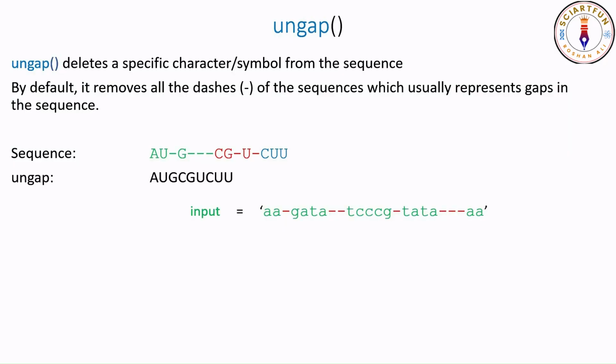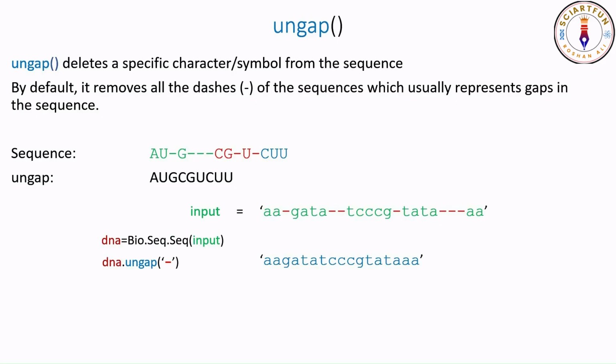Let's suppose this is our input sequence with several gaps. Create a Seq class object. Then type the Seq object name dot ungap and hit enter. All gaps are removed. The dash symbol is optional here. It is a default character in the method.